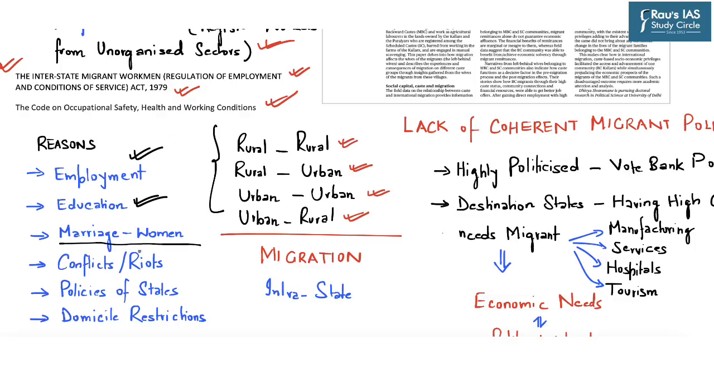Then another reason for migration includes any conflicts or riots in a particular area, because of which families are displaced. Another reason includes policies of certain states which pursue nativist policies, that is, such policy which favors the son of the soil theory, and because of this, the migrants who are already working in some other states have to move to some other state to find work. And another reason also includes domicile restrictions, which of late have been imposed by some of the states. So all these can be said to be some of the reasons because of which migration takes place internally in India.